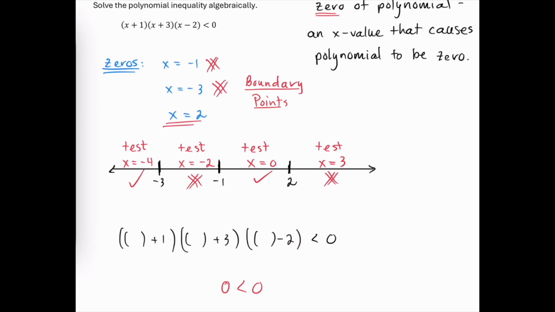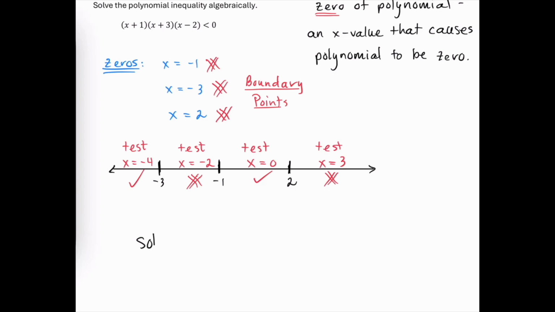And when we test x is equal to 2, plugging 2 in for all the x's, it causes this factor to be equal to 0, again giving us a product of 0, which is not less than 0, so this is not true, and 2 does not work either. So now it's time to state the solution interval, or the solution set.